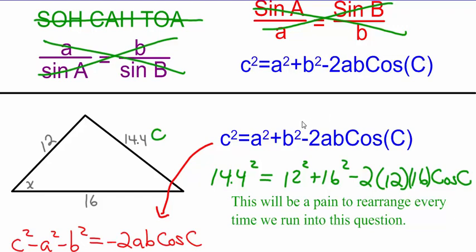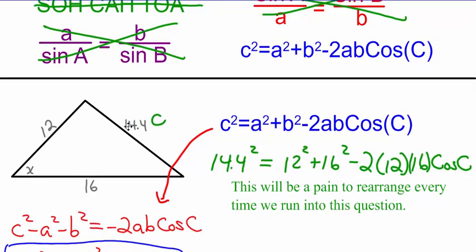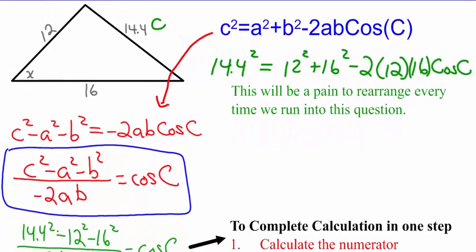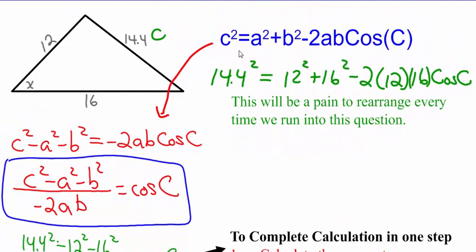Initially, the cosine law looks like this, and so if we try to solve it, plug in the 14.4, which is side C because it's across from the angle that we're working with. Plug in the 12, the 16. What we end up with is an equation that's quite complex and needs to be rearranged. So instead of doing that, I'm going to start by rearranging it one time so we can use it in the future. Subtract the a squared, subtract the b squared, divide through by the negative 2ab, and this now is the cosine law rearranged to allow us to work with the missing angles instead.